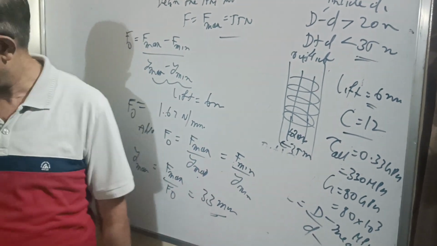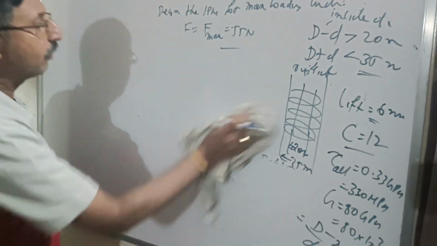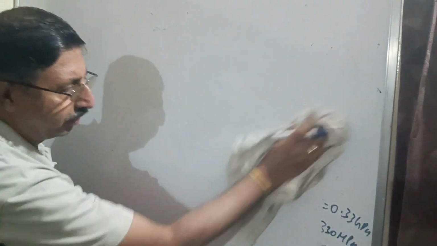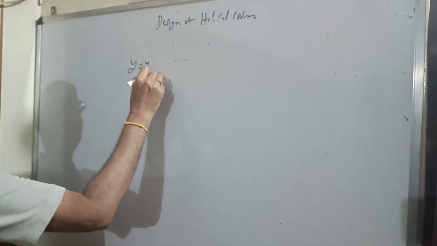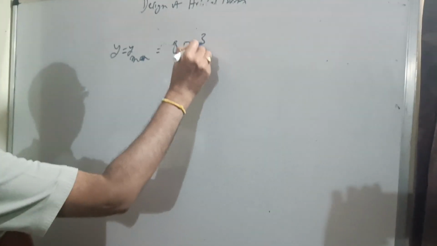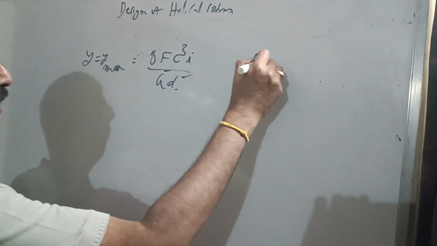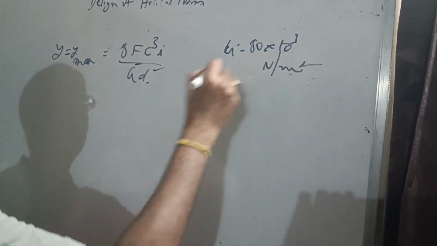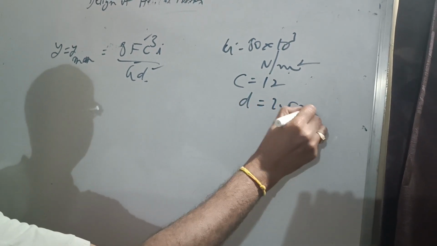Now, once I know Y max, the next thing is that we have to find out the number of coils. So, knowing that Y max, let us find out the number of coils. How to find out that? We know that Y, which is Y max, is equal to 8 F C cubed i by G d. I know the wire diameter, I know the modulus G, already given: 80 into 10 raised to 3 Newton per mm square. C is known, 12, and wire dia 2.5 millimeter.